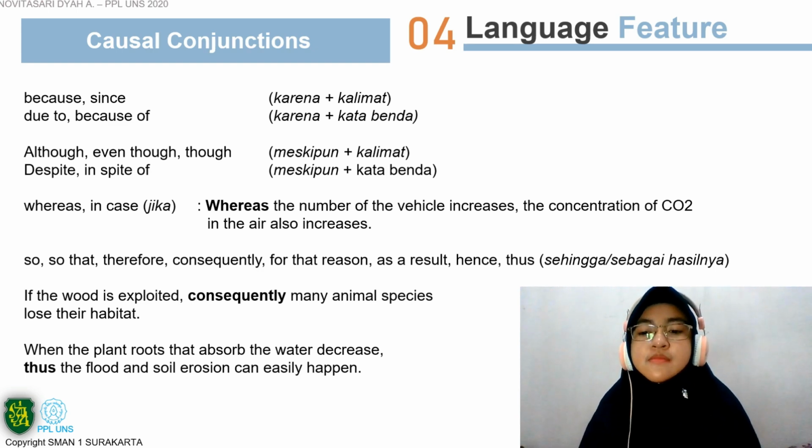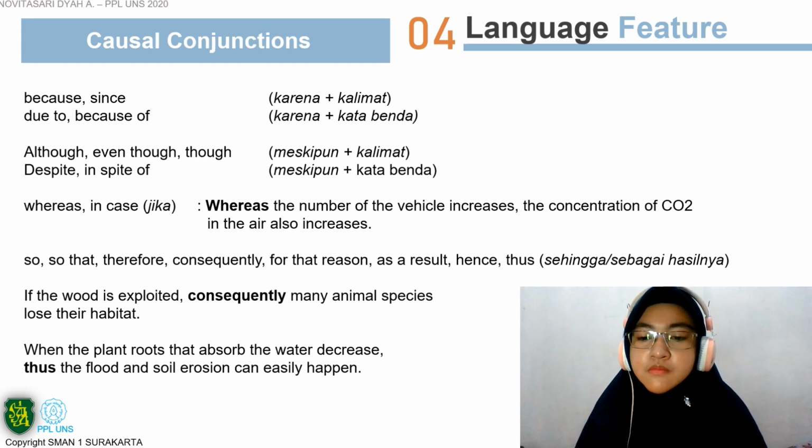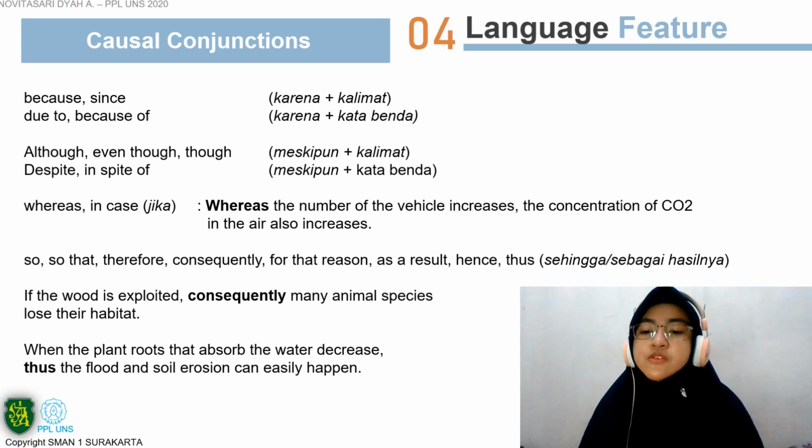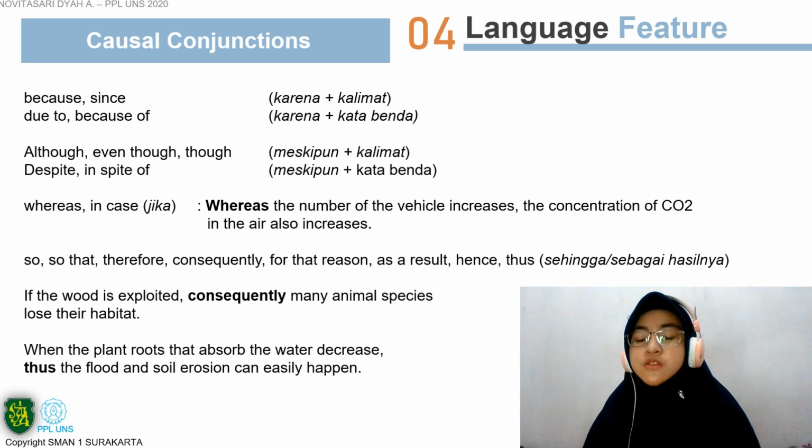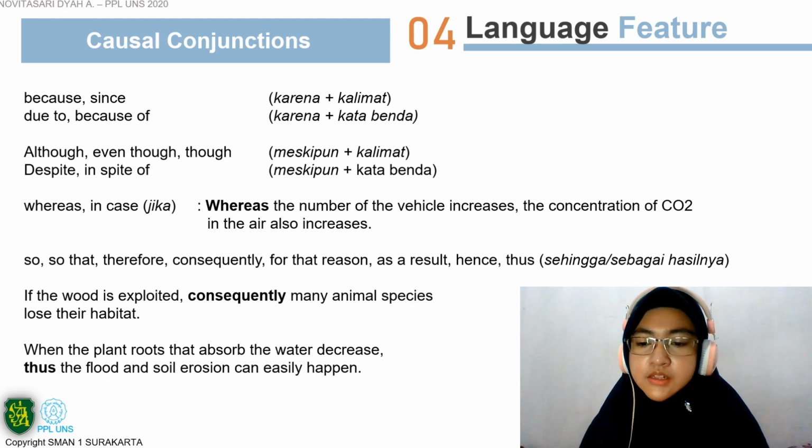Next we have although, even though, despite, in spite of. These also have the same meaning, but the usage is also different. Although, even though, and though are followed by a clause. Meanwhile, despite and in spite of are followed by a noun or noun phrase. Whereas, for example: whereas the number of vehicles increases, the concentration of carbon dioxide in the air also increases.